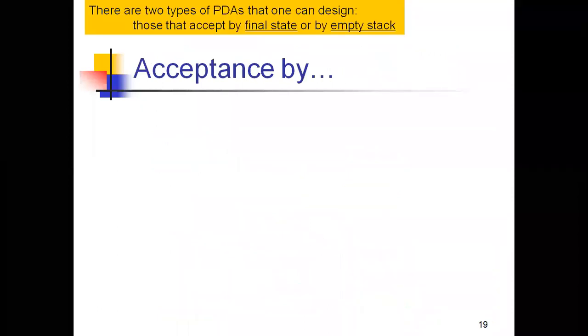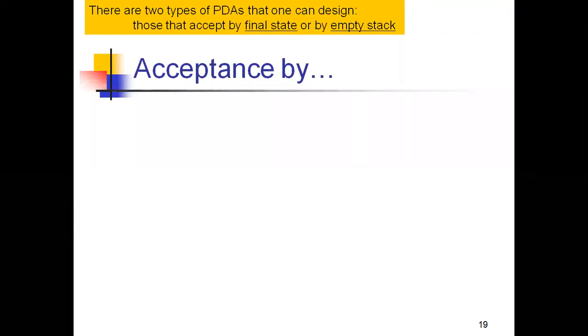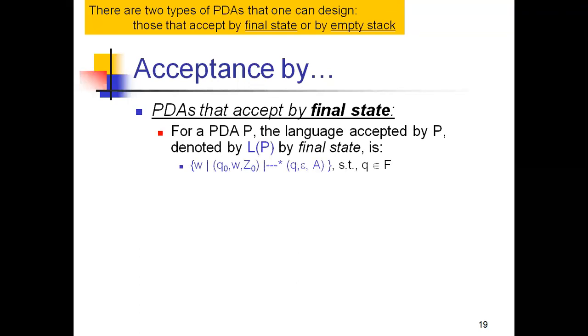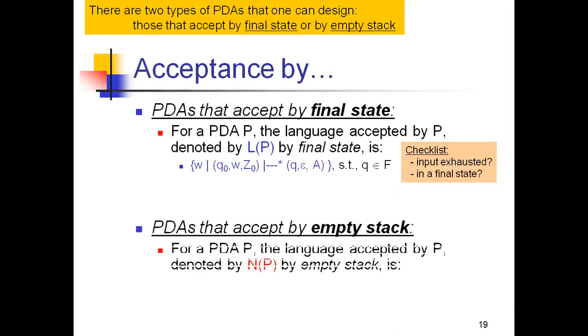And here there are two types of PDAs that one can design, those that can accept by final state or by empty stack. From the starting itself, I'm saying that we are doing the acceptance in PDA in two ways, one with final state and another with an empty stack. That's the thing I'm explaining here. And the acceptance by the PDA that accepts by final state and the PDA that accepts by empty stack, and how the acceptance can be performed here.